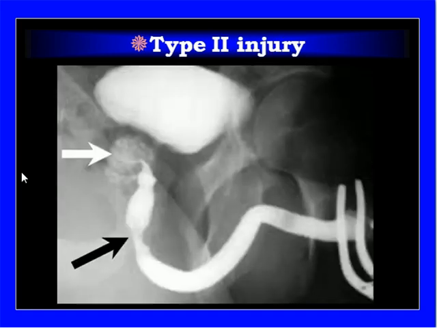This is type 2 injury, and the big white arrow shows extravasation of the contrast. This is ascending urethrogram, but urine or contrast has still managed to go retrogradely into the urinary bladder.